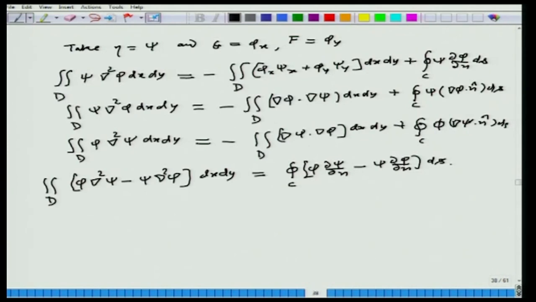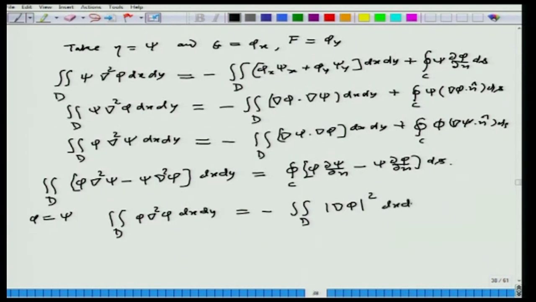And if we write phi equal to psi here, the dot product will give you the square of this thing. So, with phi equal to psi, the integral of phi del squared phi dx dy will be minus the integral of mod del phi squared plus the boundary integral of phi del phi by del n ds. So, there are various forms of identities obtained like this, which we can get by proper choice of f and g. We can see various forms of Green's identities.